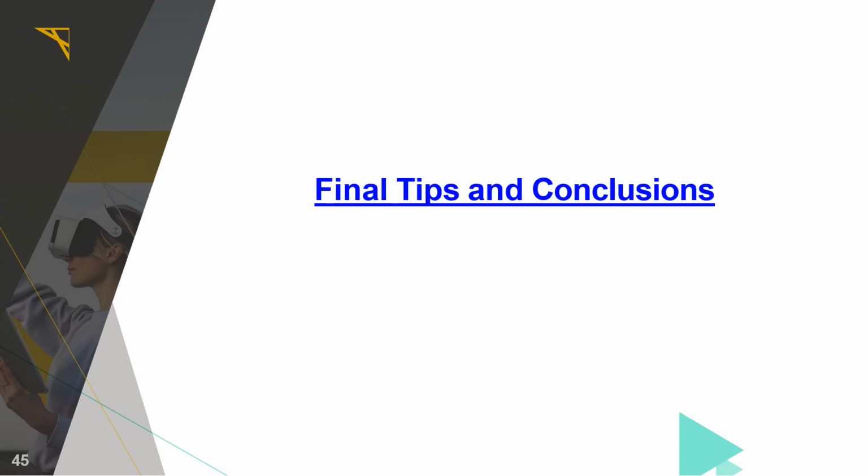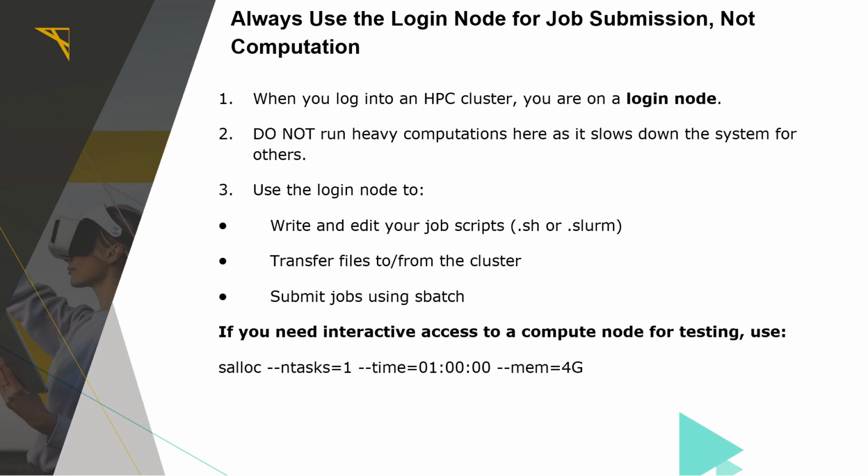Now I'll leave you with some final tips and conclusion. Okay, the first step is to not run your job on the login node. Remember when we first logged into Beluga, that session that I showed you was the login node. So you do not run your job there. You're on the login node, and there's no need to run heavy computations there. It slows down the system for other people as well. So you use the login node to write and edit your job script like we did, and then you transfer files to the cluster, and then you submit using SBatch, and then you specify your SBatch parameters. You do not run it right there on the login node.